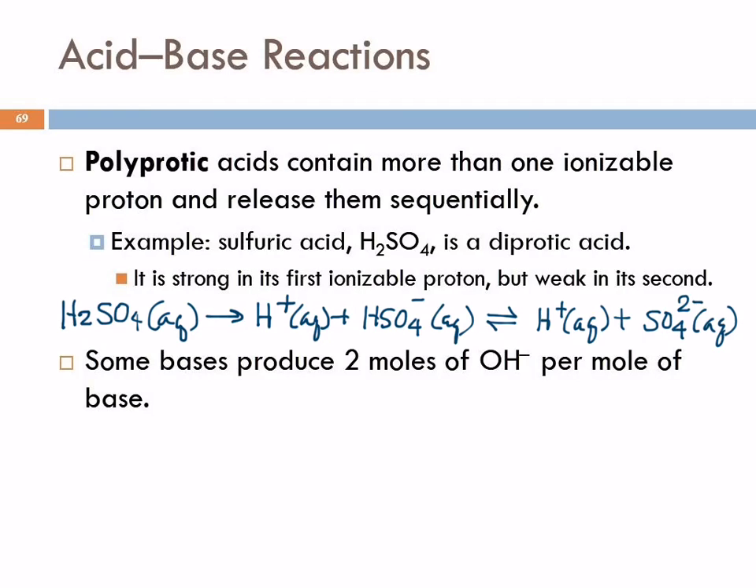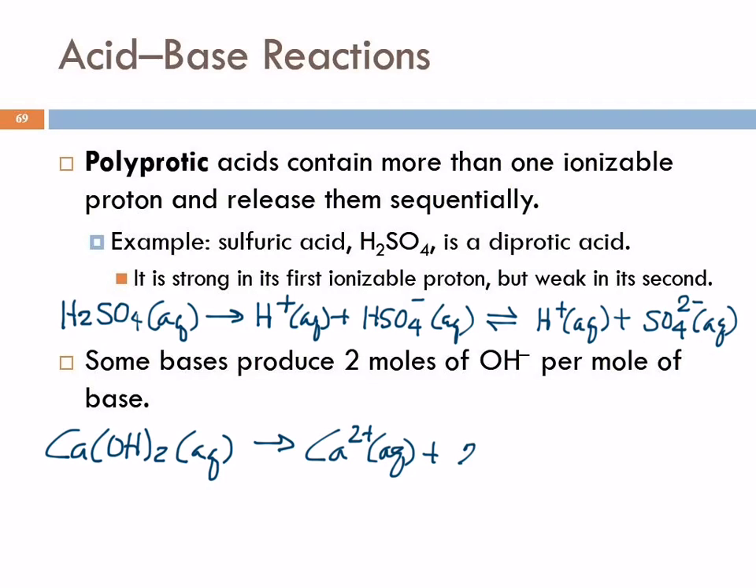And with bases, we don't have a special name for them, but some bases produce more than 1 mole of hydroxide. So if we look at like calcium hydroxide, that's a base. And when that dissolves in water, it's only slightly soluble. It's not as soluble as like sodium. But the part that does dissolve will separate into ions, and you'll get calcium, and you'll have 2 hydroxide ions. And so that can happen with calcium, barium, and strontium hydroxides.